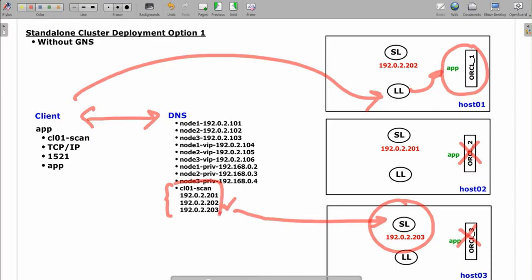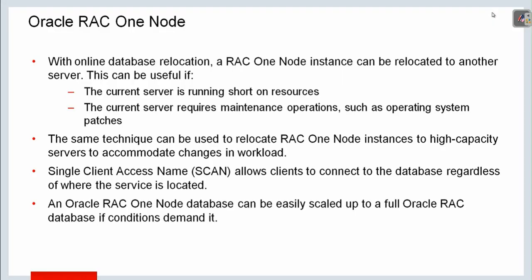Just like this, we use the same concept, SCAN, and also the SCAN listener. That's what we use. So let's come back here. Single client access name allows clients to connect to the database regardless of where the service is located. And an Oracle RAC One Node database can be easily scaled up to a full Oracle RAC database if the customer needs more resources for better scalability.